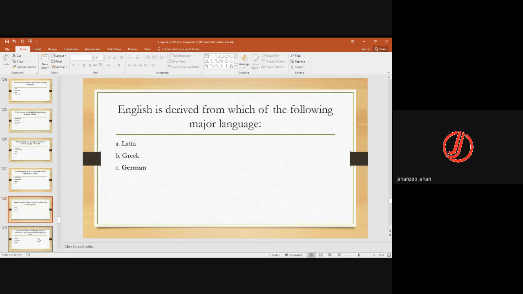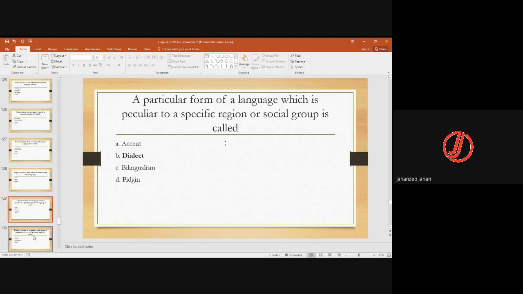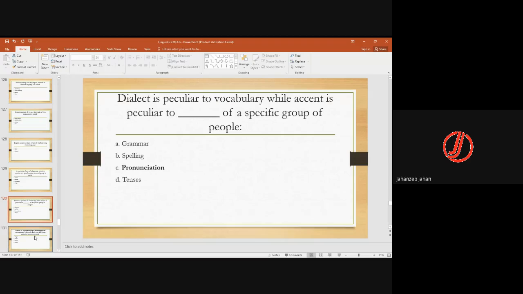English is derived from which of the following major language? So this is German, West Germanic language थी. A particular form of a language which is peculiar to a specific region or social group is called dialect. जो कि एक social group जिसको बोलता है जिसके अंदर vocabulary का difference होता है ज़्यादा. Dialect is peculiar to vocabulary, while accent is peculiar to pronunciation of specific group of people.